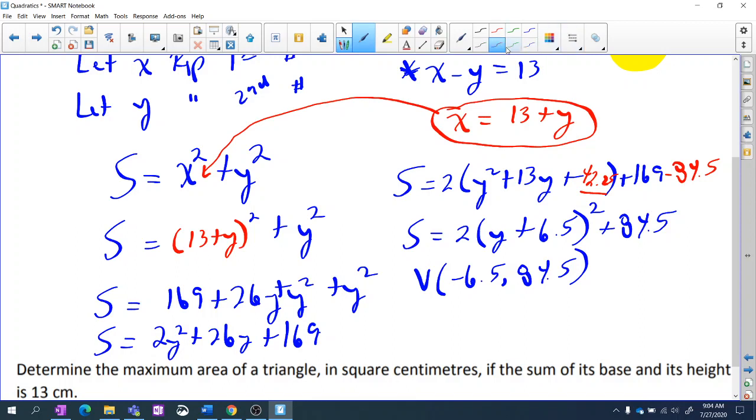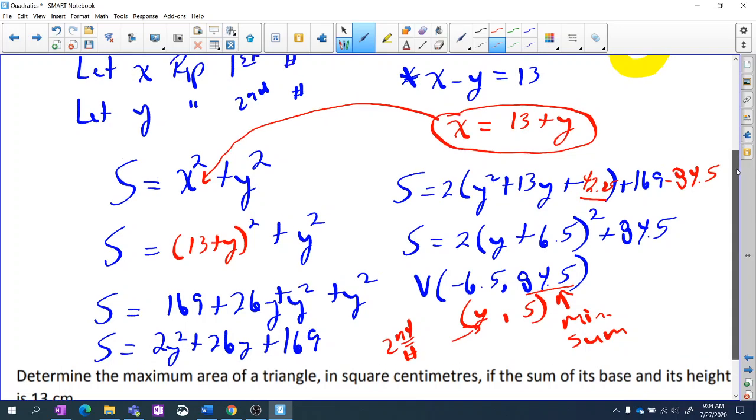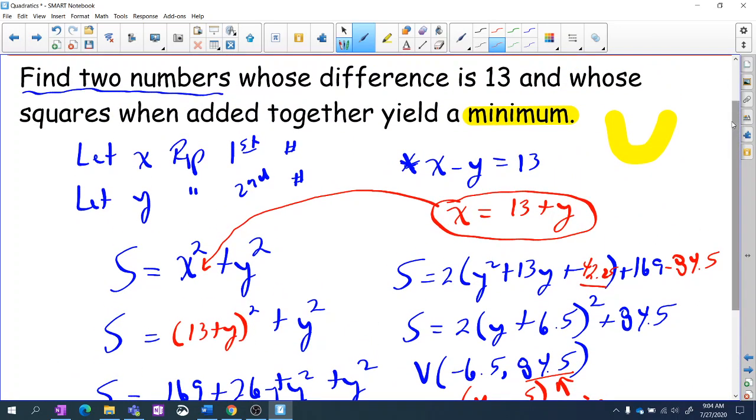Like before, interpret. What do these numbers mean? Well, this can get confusing because this is usually where our x is. So our x is really our y value for this problem. And our y value, which always associates with this value over here, is really our sum. So this is your minimum sum. And this is the second number that gives that minimum sum. Now the question asks for what are the two numbers.